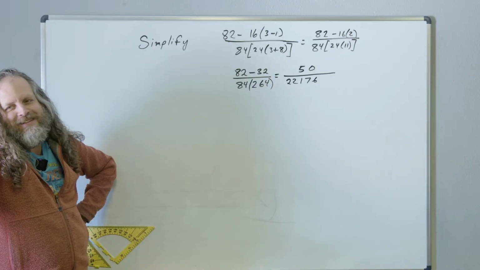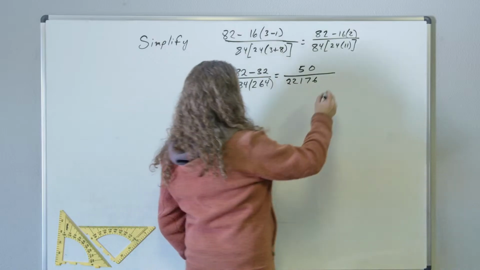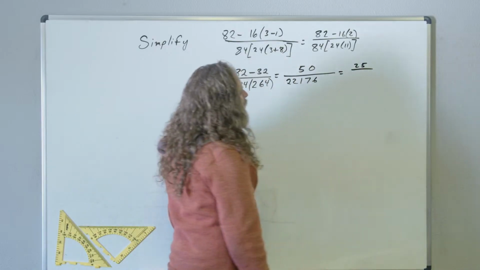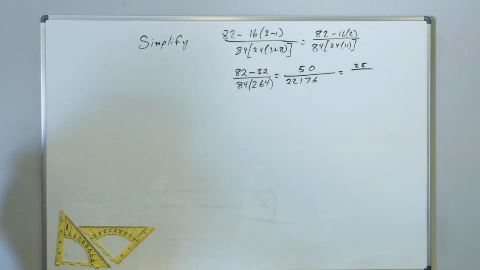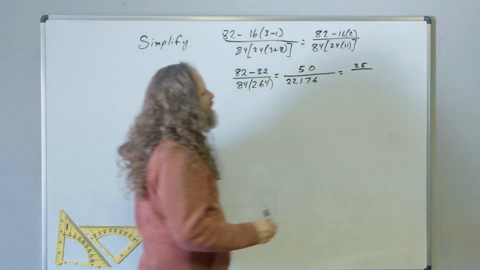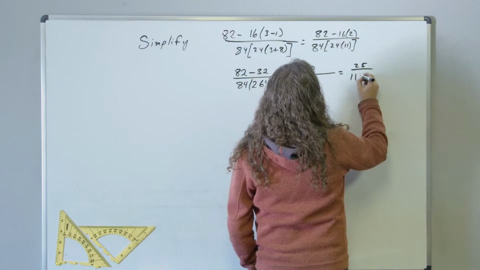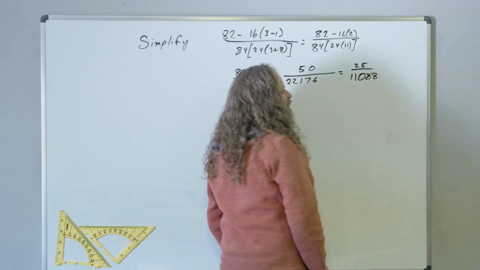2 sounds great because that's obviously correct, right? What's 50 divided by 2? 25. What is 22,176 divided by 2? I don't know either. Punch it in your calculator. 25, 11. 1,088. 11,088. Does it reduce anymore?